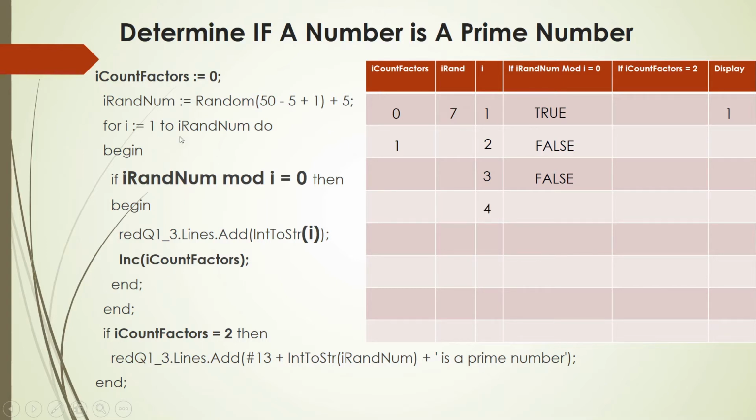I check my condition. If that is true, I come in here. I'm now checking if 7 mod 4 equals 0. False.